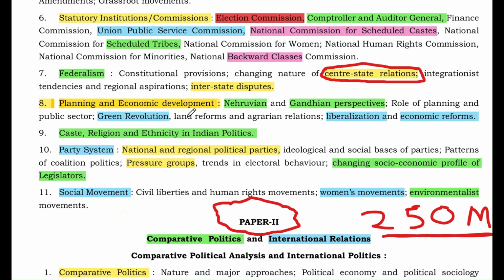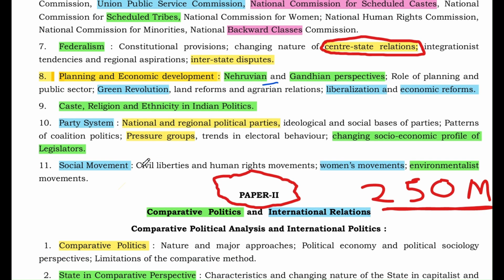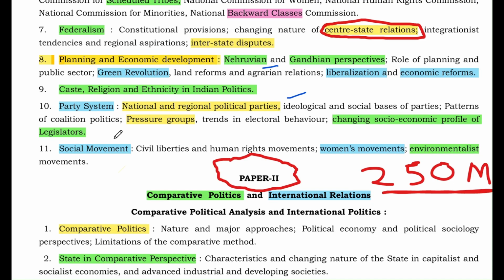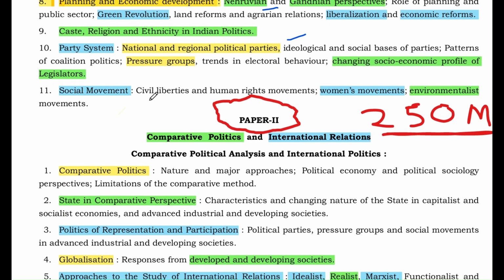Planning and economic development. इसमें गांधीज्म, नेहरूज्म, ये जो पर्सपेक्टिव आते हैं, ग्रीन रिवॉल्यूशन, लिबरलाइजेशन, इकोनॉमिक रिफॉर्म, कास्ट, रिलीजन, इथनिसिटी. ओके, party system, it is important. Election Commission, national and regional parties, changing socio-economic profile of legislature. Then social movements, women's movement and environmentalist movements, it is a very rising trend.